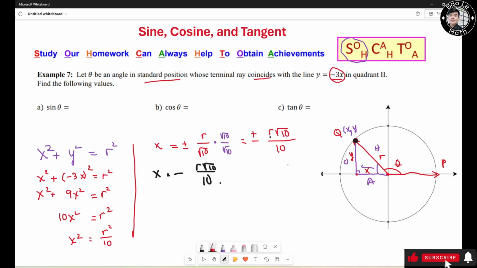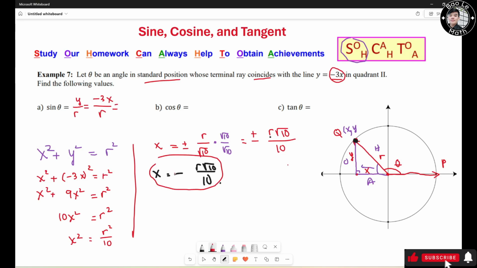Sine theta equals opposite over hypotenuse. Opposite, which means the y right here, so it could be y over hypotenuse, which means r. So y over r. But y equals negative 3x, so we substitute negative 3x for y. Negative 3x over r. Now x equals this one, so we substitute this one over here.